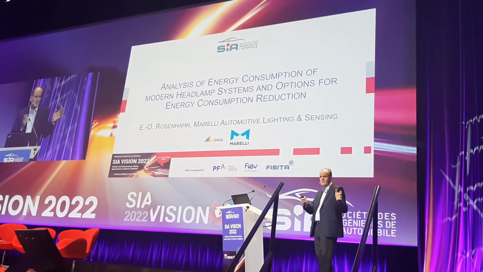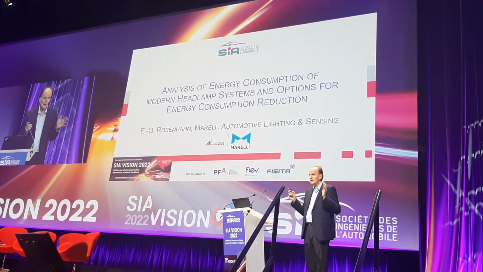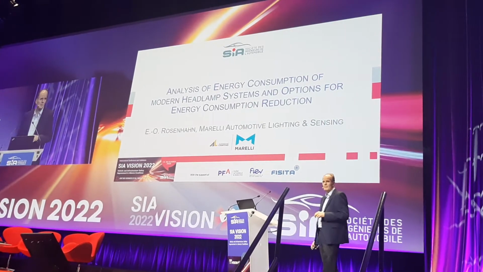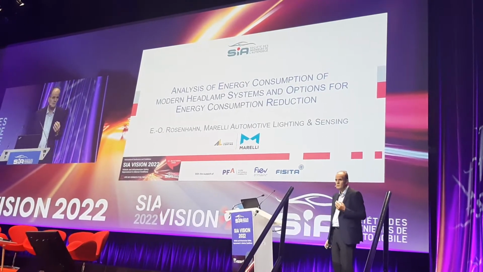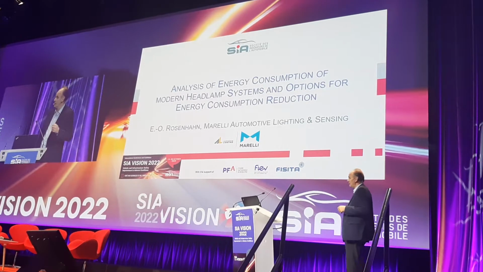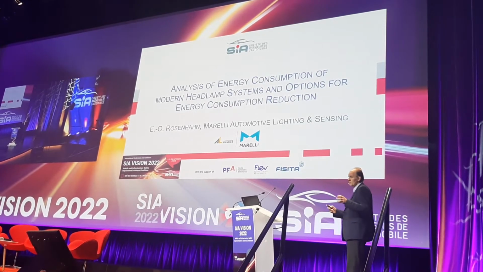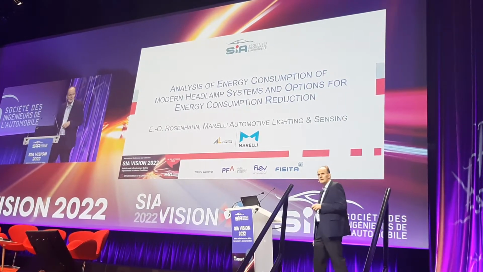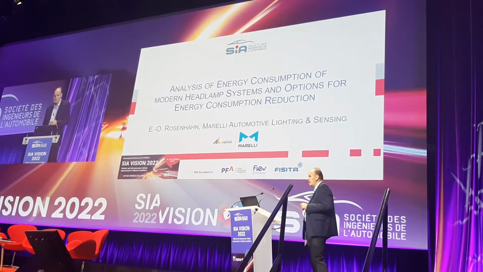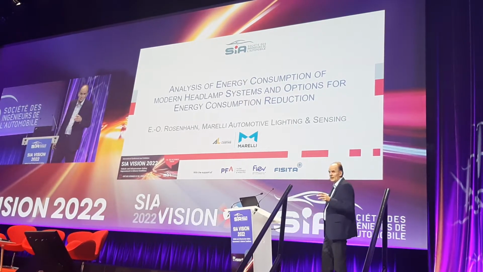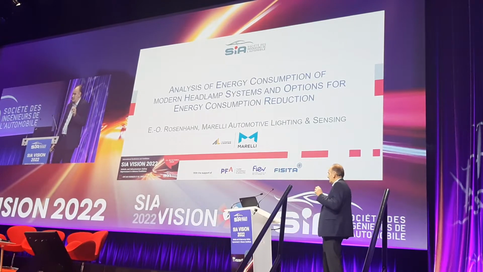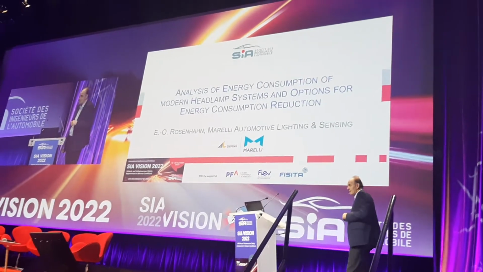One is the analysis of running modern headlamp systems, also the power consumption which is taken by an ADB system on average, to learn about this. And then I want to switch to a second chapter, how we can reduce the power consumption by intelligent driving, the different lighting functions we have on the car.